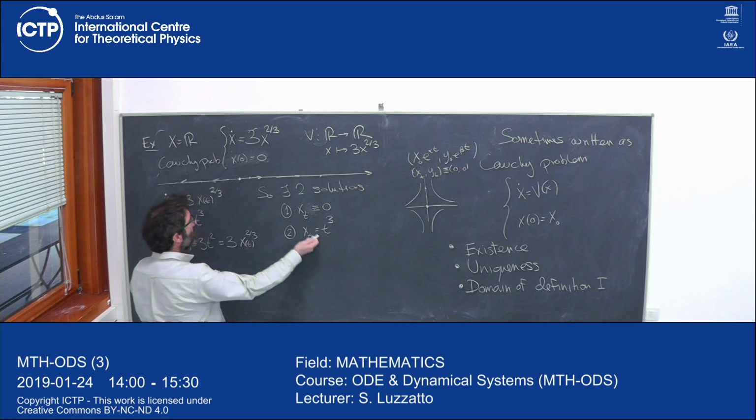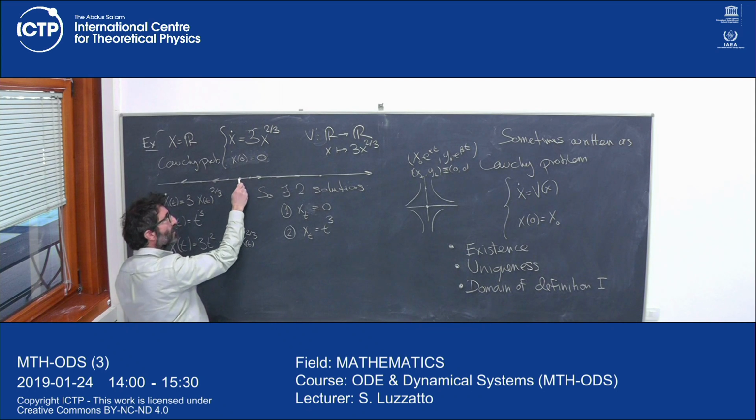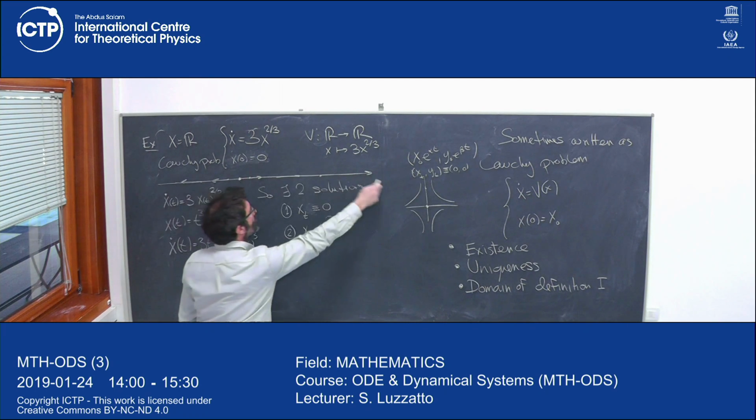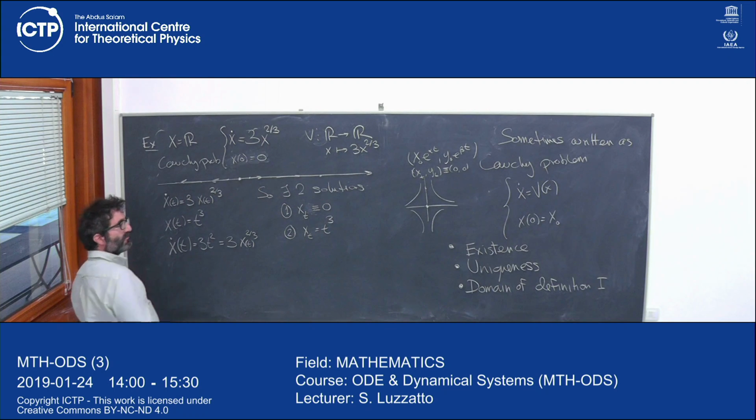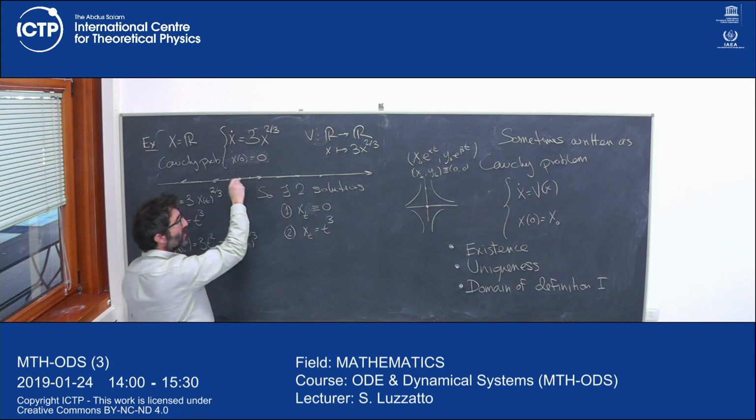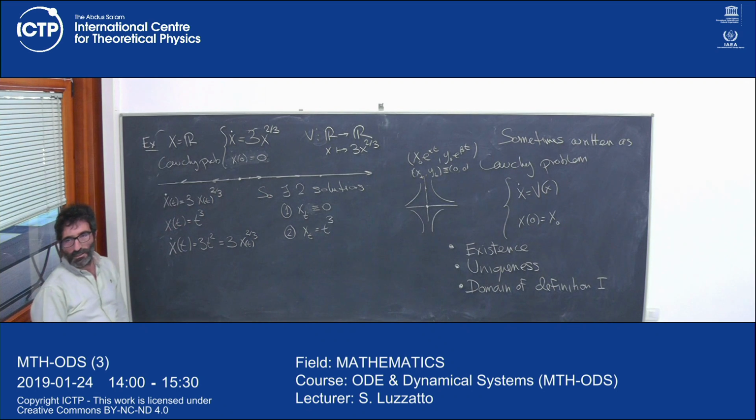If you take this solution here, then this point starts in 0, but as t goes to infinity, it goes to infinity. As t goes to minus infinity, it goes to minus infinity, because this is the position. But the velocity here is 0. So is this related to the fact that x to the power 2 over 3 is not differentiable at 0? Yes, it's related to the fact that it's not Lipschitz continuous at 0. The theorem says that if it's Lipschitz, then you have uniqueness.